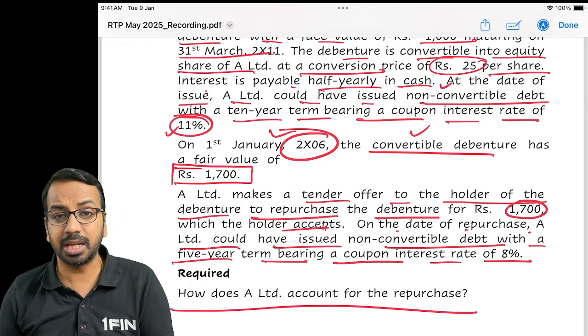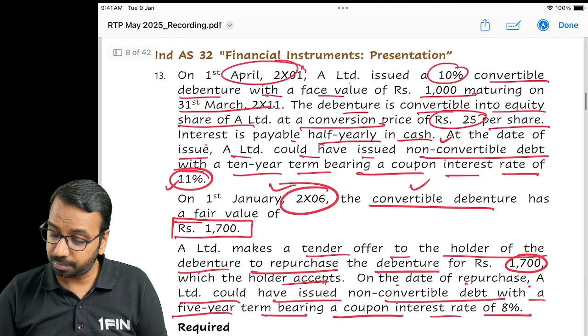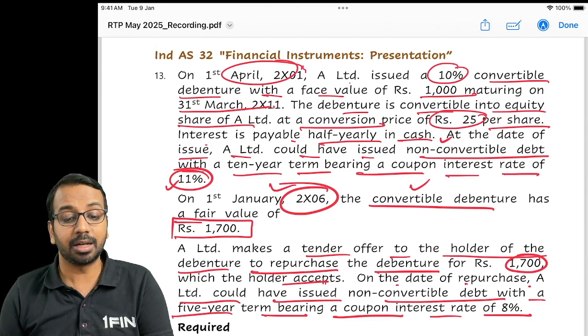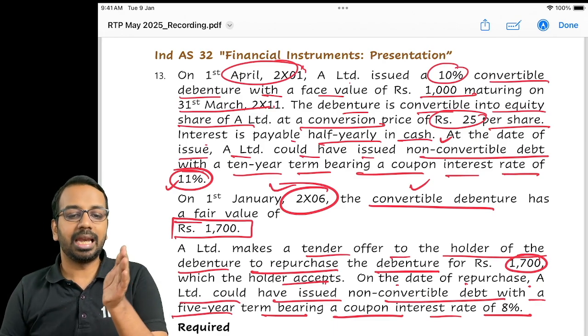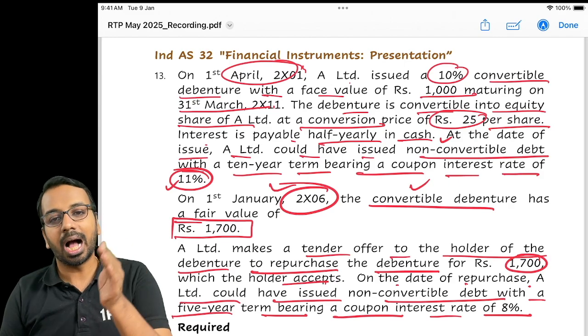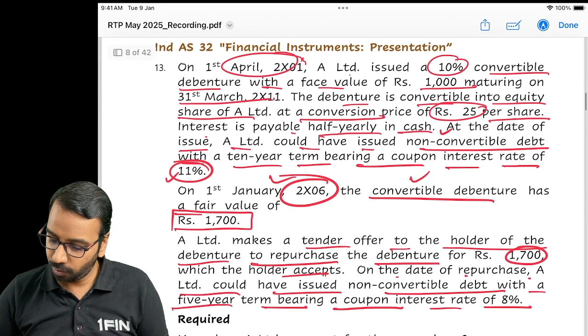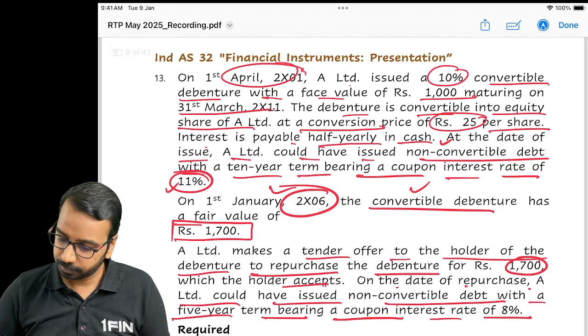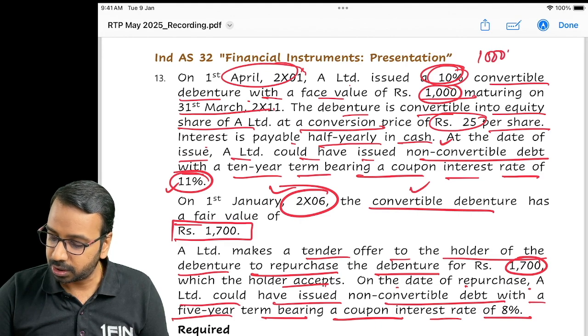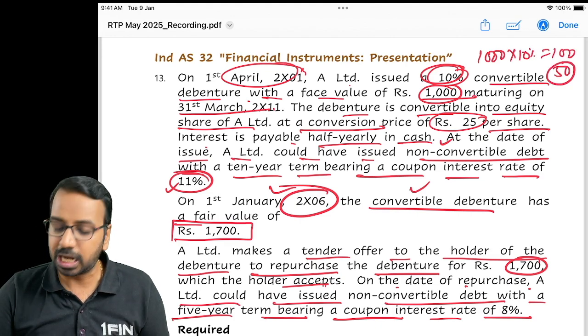So similar things we have seen. Only thing here that is different is the interest that is payable half yearly. If interest is payable half yearly, then when we discount it, we will discount it at 11%, considering half yearly payments. Alright. So our interest is 10% with a face value of 1000, means 1000 into 10% I get 100, but every 6 months I will pay only 50.